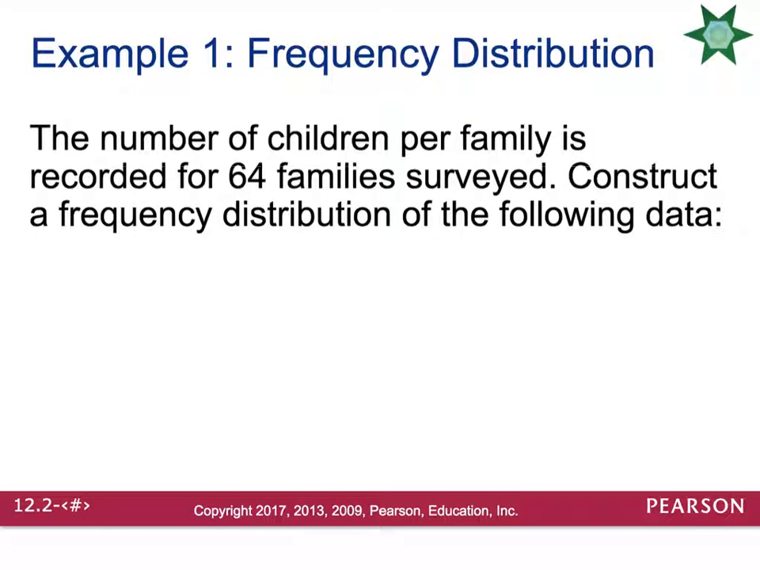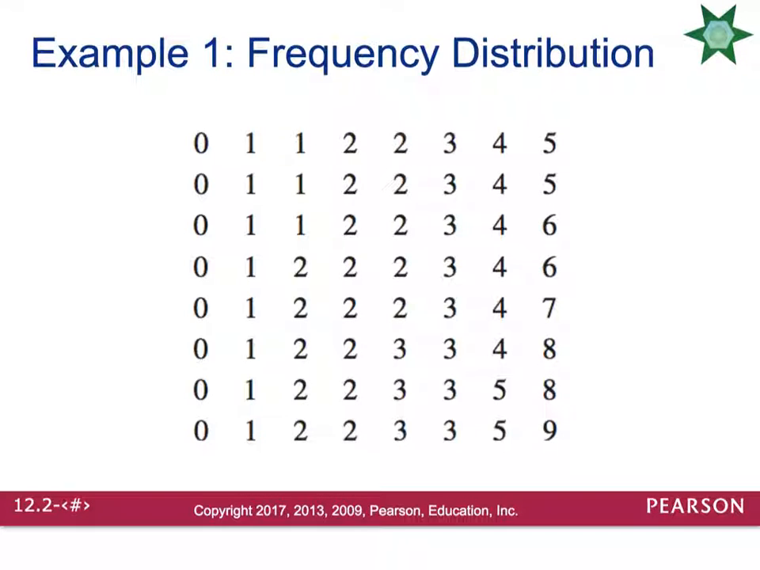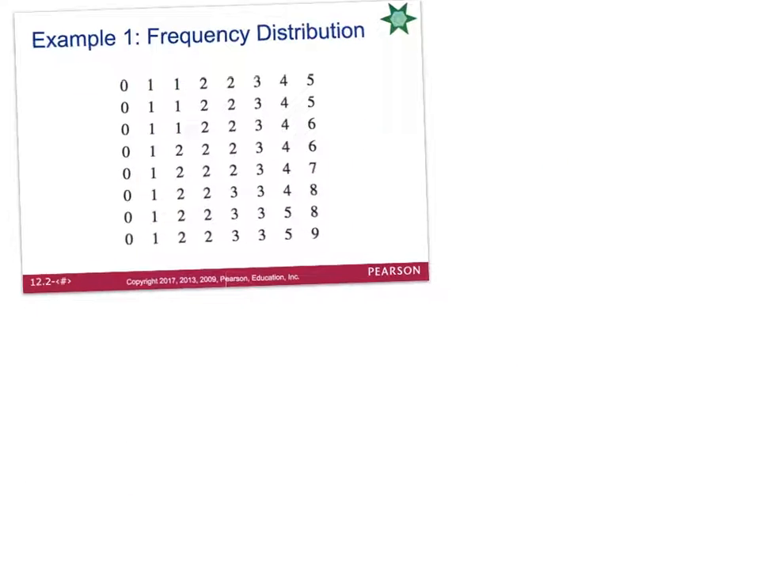So for example, the number of children per family is recorded for 64 families surveyed. Construct a frequency distribution of the following data. I have the data on the next slide. If you were a statistician, this is a great listing of your data, but it's not as organized as it could be. So what we're going to do is put this in a frequency distribution so that it's a little more clear what we're actually looking at and so that you can see the flow of the data.